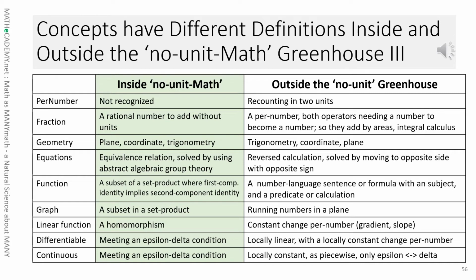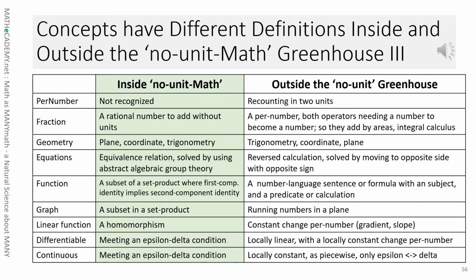Function. Inside, it is a subset of a set product, where first component identity implies second component identity. Outside, it is a number language sentence, or formula, with a subject and a predicate. Graph. Inside, it is a subset in a set product. Outside, it is running numbers in a plane.